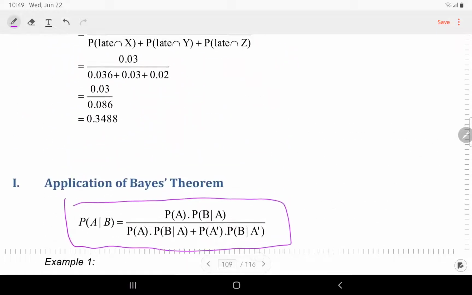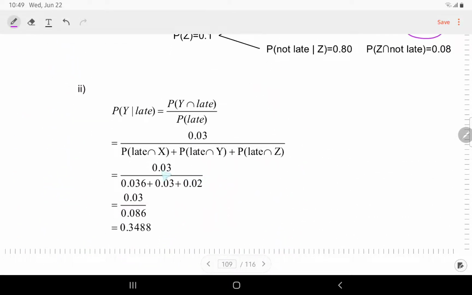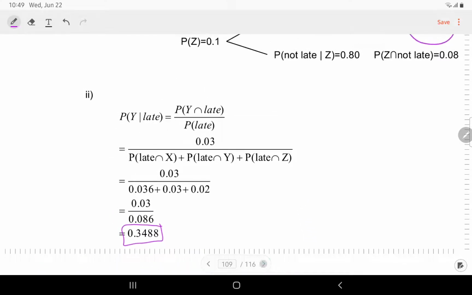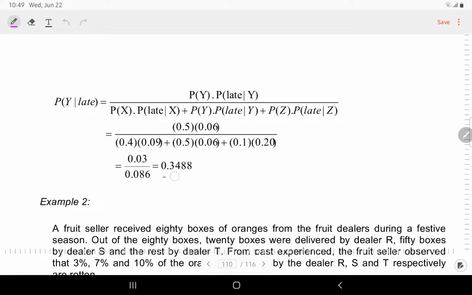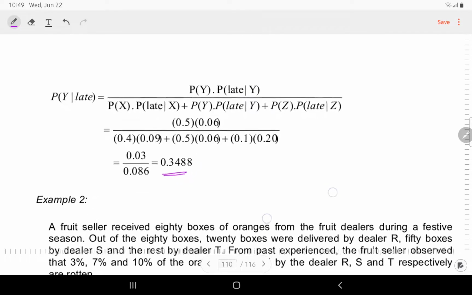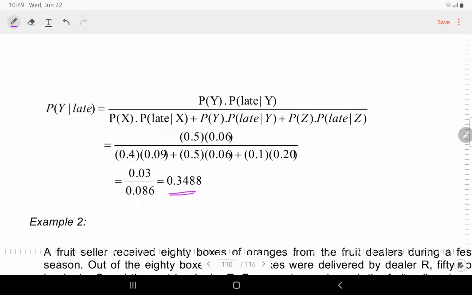Yang tadi kita guna apa tadi? Kita guna formula yang lain. Dapat jawapan 0.3488. So this time using Bayes theorem dapat jawapan sama, tapi formula dia lain. Okay, so you all boleh tengok dekat sini. Kita substitute into Bayes theorem.